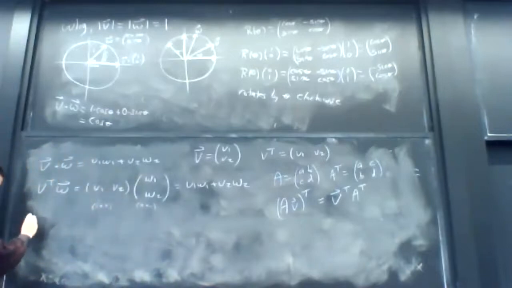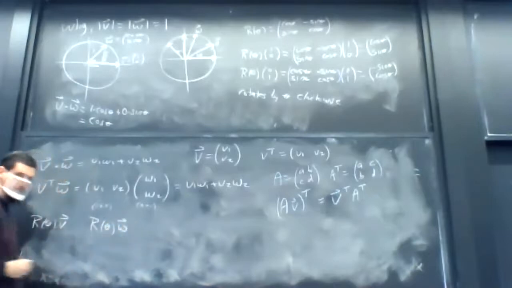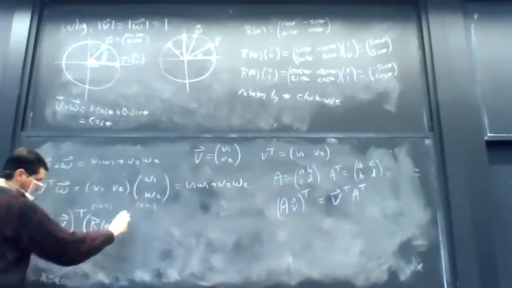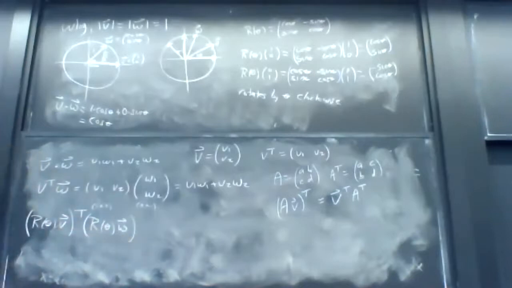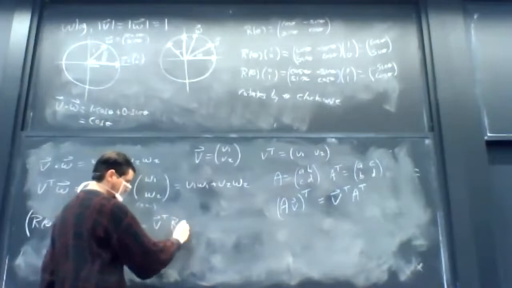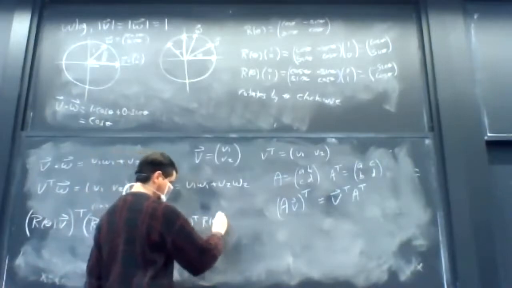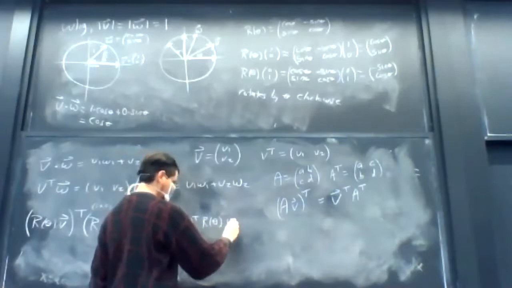So if I now rotate V by R theta, and I rotate W by R theta, so I rotate them both by the same amount, and I want to find the dot product, I would just have this. And now I just expand things. I'll have V transpose, R theta transpose, R theta, W.